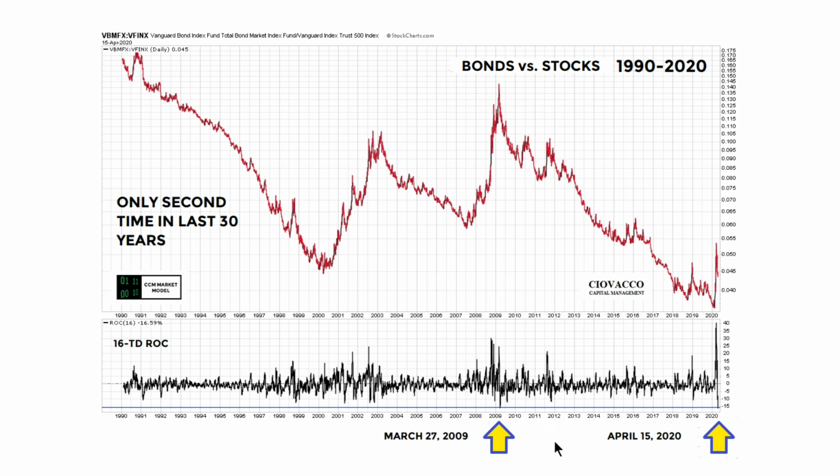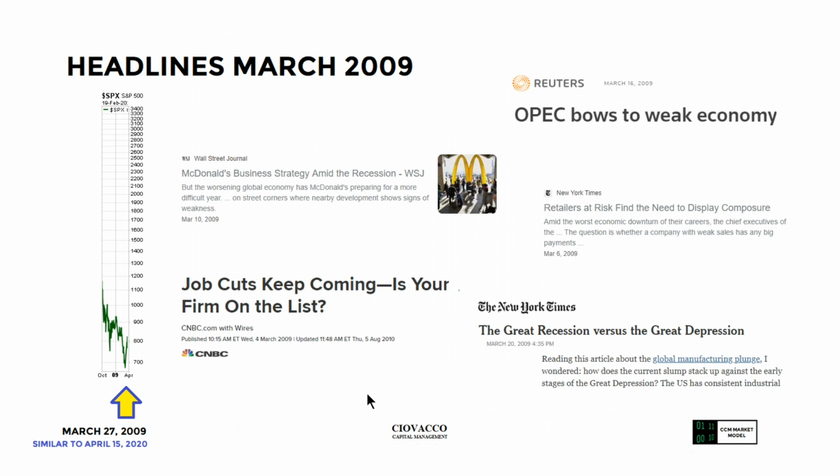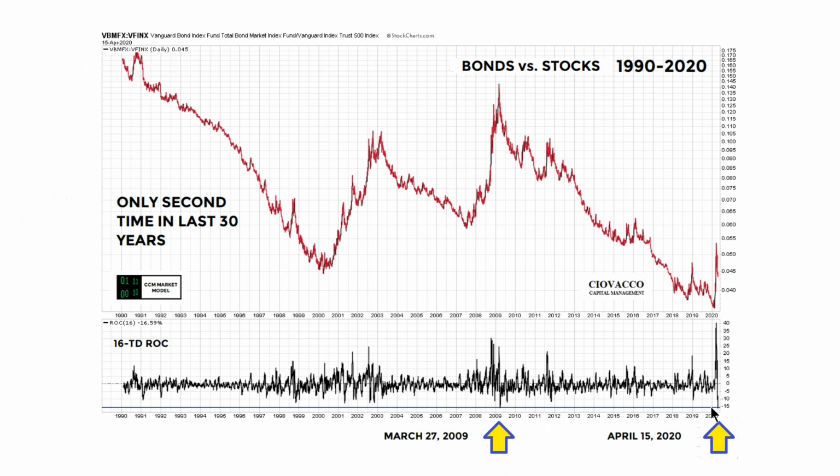If you're a student of economic and market history, you know that looking backwards from March 27th, 2009, this is a rough period back here, and very, very similar to the present day. The headlines in March of 2009 talk about recession, job cuts, comparisons to the Great Depression, a weak economy. This has occurred only 2 times in the past 30 years.